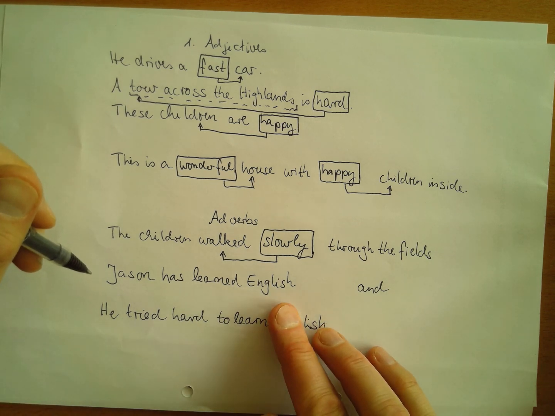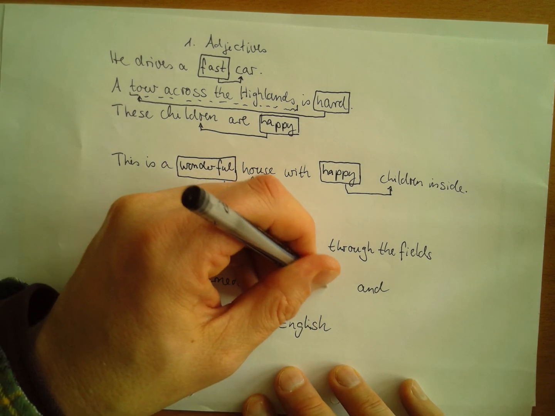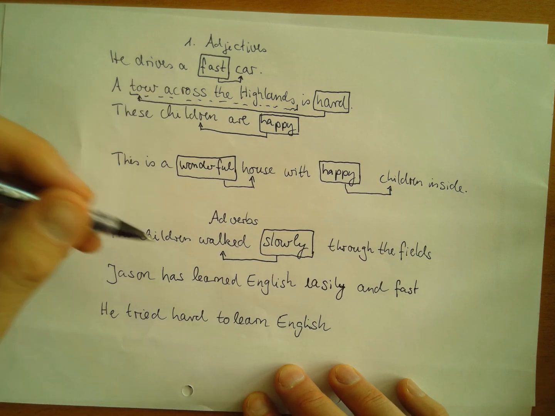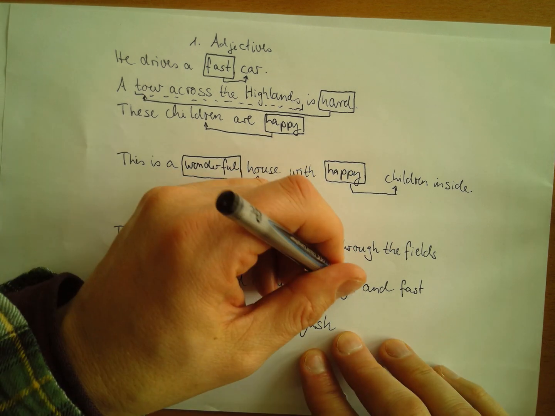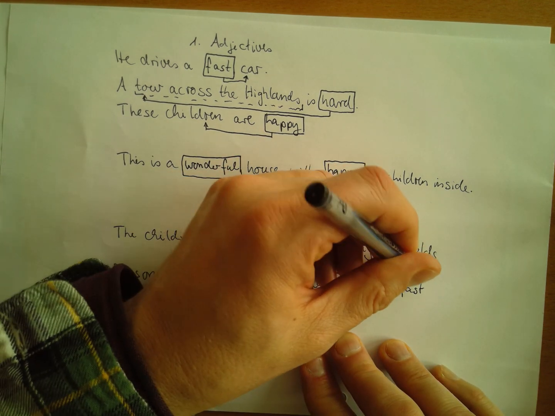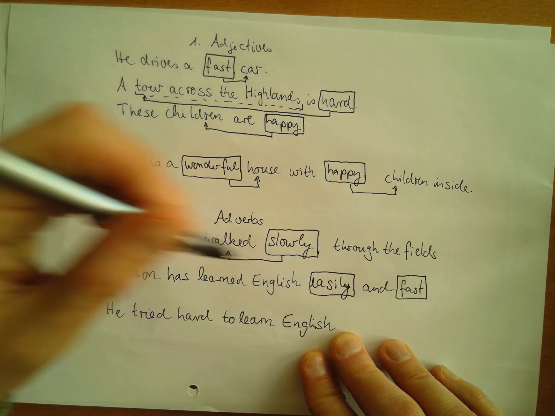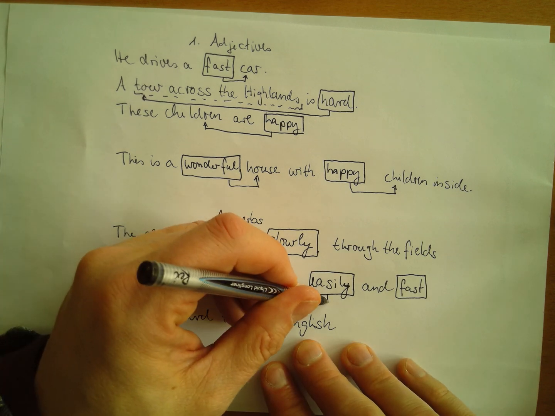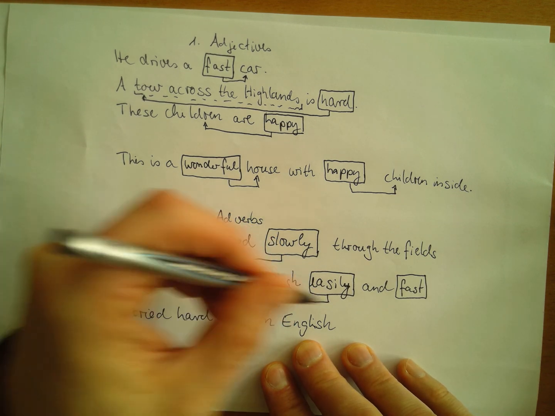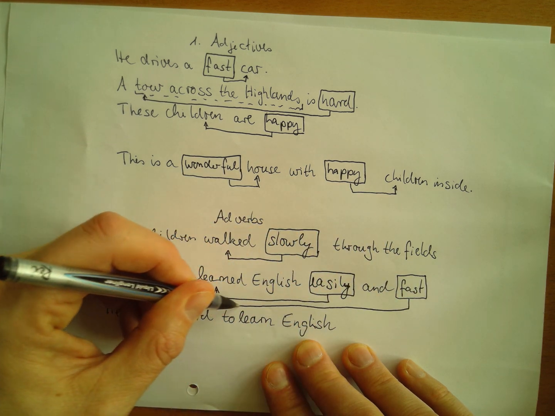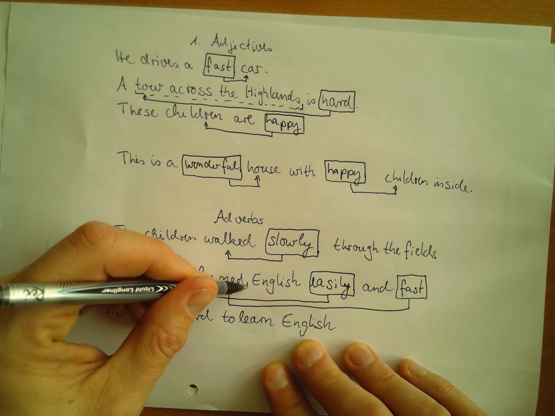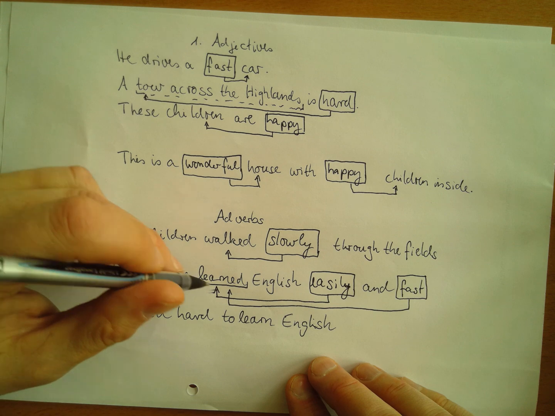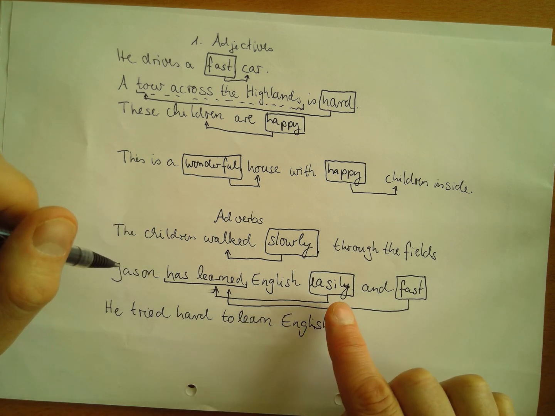Jason has learned English. Let's say he learned it easily and fast. So the adverb form easily and the adverb form fast, they too are related to how Jason learned English. He has learned English easily and he has learned English fast. So that relates to the verb form. The verb form here is a perfect form, has learned. Jason has learned English easily and fast.